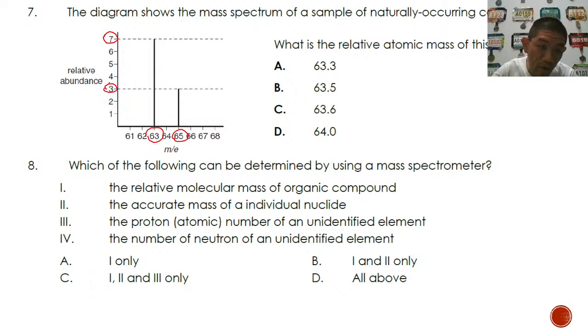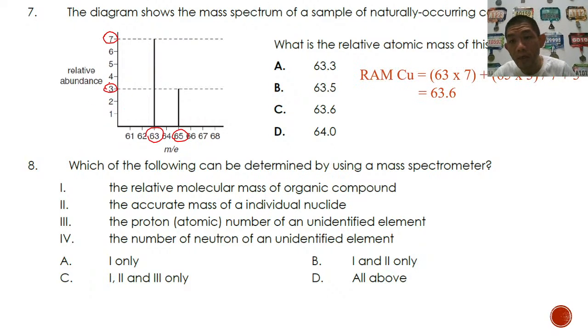So you have to use the formula. What is the formula that you use? The RAM of the copper is equal to 63 times 7 plus 65 times 3, divided by 7 plus 3. So press your calculator, and you get your answer as 63.6. That is for number 7.